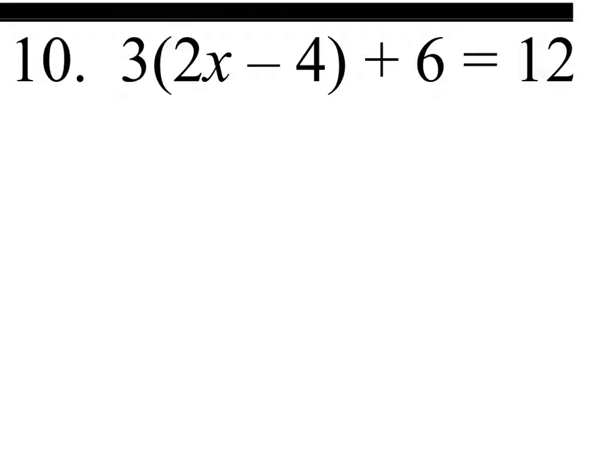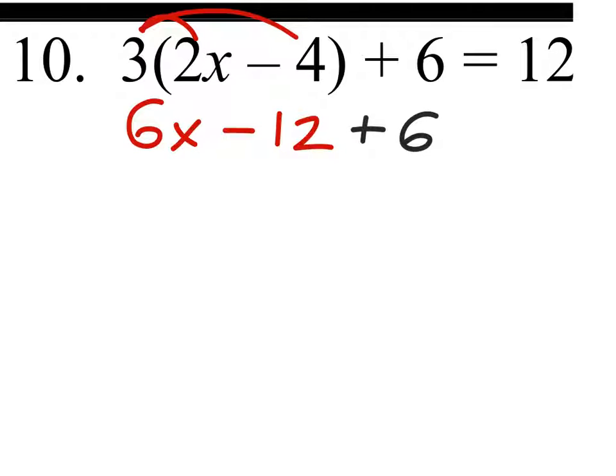So number 10 here caused some problems for some other folks, which is why we changed that other problem where we were simplifying with distribution. So let's distribute the 3 up in here. 3 times 2x would be 6x. 3 times negative 4 is negative 12. And then we can't distribute it to the 6 because it's not saying we have 3 groups of 6.